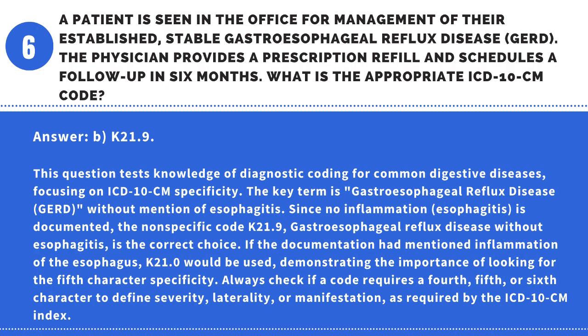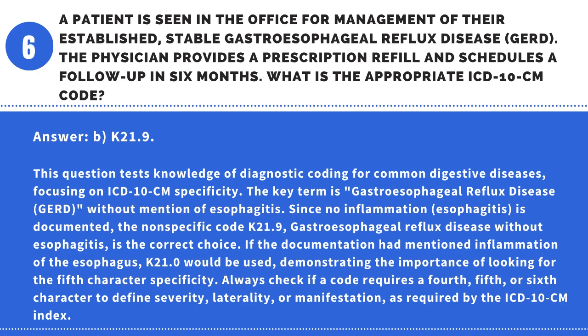K21.9. This question tests knowledge of diagnostic coding for common digestive diseases, focusing on ICD-10-CM specificity. The key term is gastroesophageal reflux disease, GERD, without mention of esophagitis. Since no inflammation, esophagitis, is documented, the nonspecific code K21.9, gastroesophageal reflux disease without esophagitis, is the correct choice.